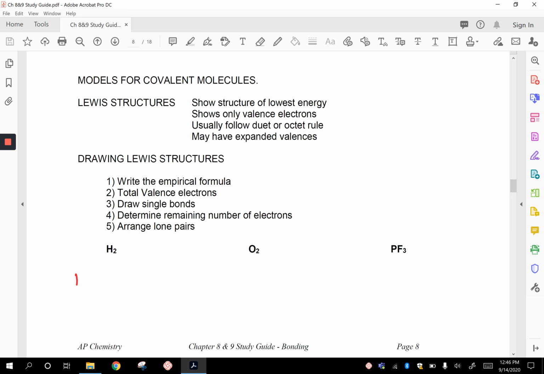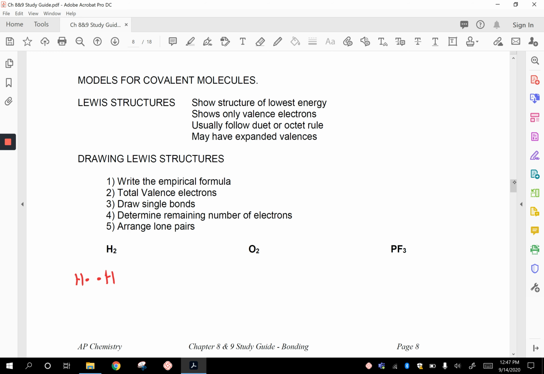So for example, hydrogen has one valence electron. So you draw your valence electron. Now once you've drawn your valence electrons, you can move them around. So if I had drawn it here, I could move it around and to there. So, you know, the electrons can move around if they are bonded.